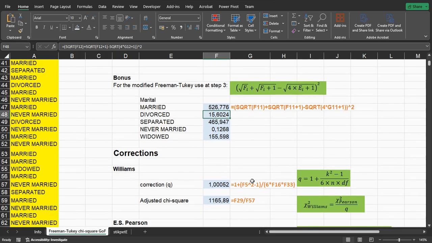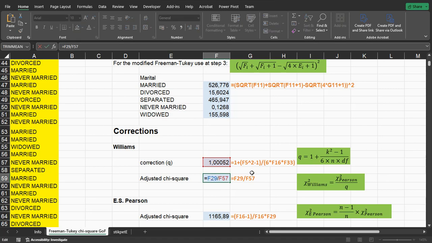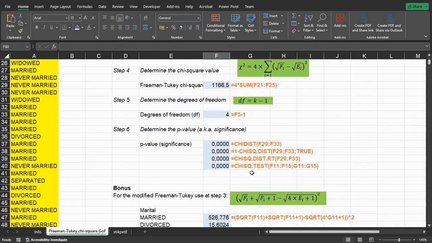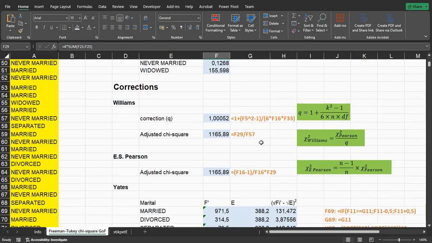You could apply some corrections. There is a Williams correction which uses this fancy formula over here. We have all we need for this. K is the number of categories, N is the total sample size, and again those degrees of freedom. So just plug all of those values in and then divide the chi-square value we originally had by this correction. So then we get, in this case, 1165.89 instead of the earlier found 1166.5. So it's not a big difference, but it's a small difference in this case.